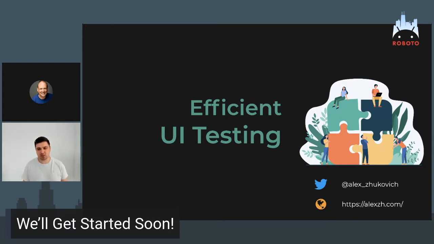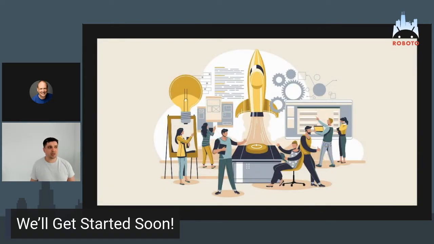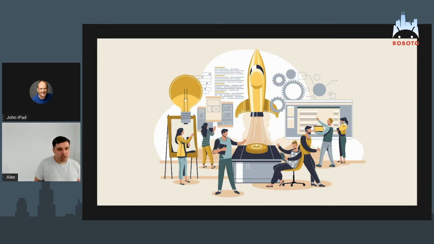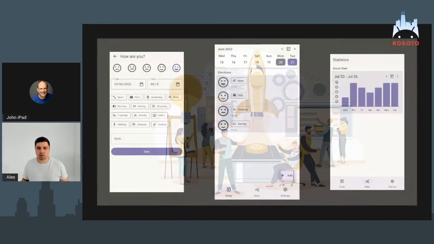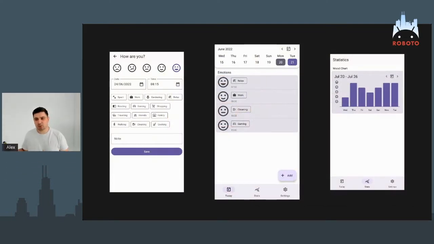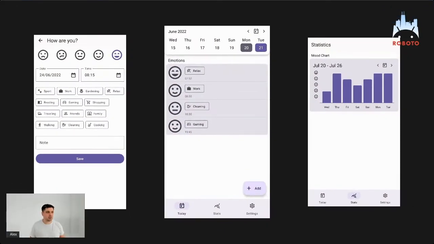So I'm Alex Zhukovich, and today I will talk about efficient UI testing. Let's imagine that we have a startup, and this startup is at an early stage. And this startup is working on an application which helps to monitor the emotional state of any person. Every person can add multiple emotional states during the day, and later on can see this data in a graph, etc., etc.